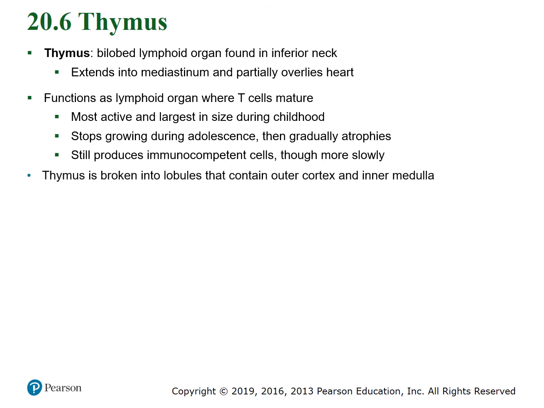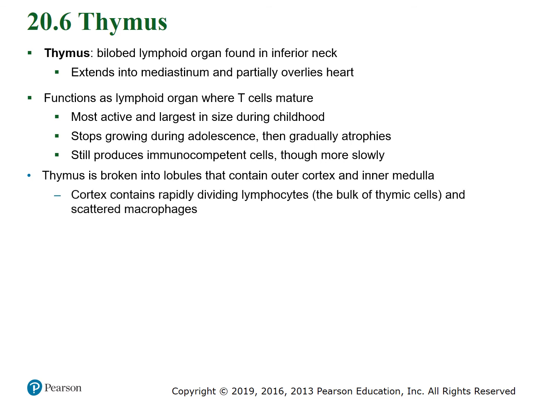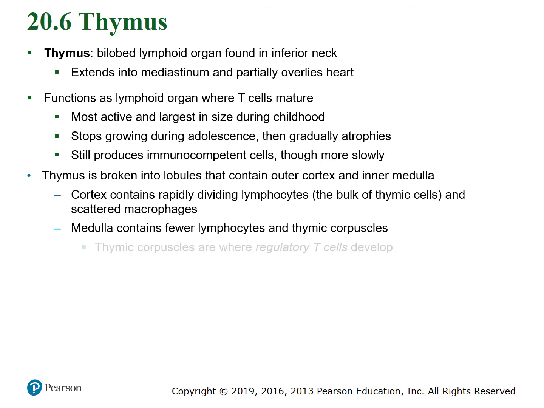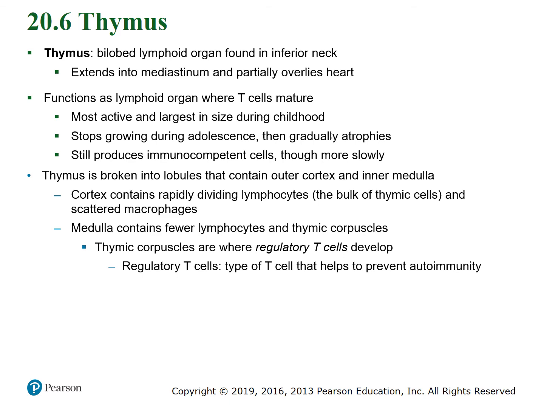The thymus is broken into lobules that contain an outer cortex and an inner medulla. So the cortex is going to contain rapidly dividing lymphocytes and scattered macrophages, and the medulla contains fewer lymphocytes and thymic corpuscles. So the thymic corpuscles are where regulatory T cells develop, and these are the types of T cells that help to prevent autoimmunity.